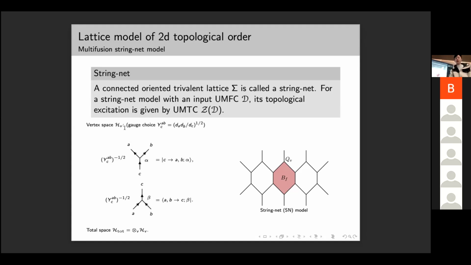So to construct the string model, we need to introduce the vertex space for this given string. We know that there are several vertices, and for each vertex, we introduce a space. This is just a fusion space. There are two types of the fusion space depending on the direction of the edge. It may be the first one or the second one, and we introduce a coefficient or a local normalization factor. This Y_CV is a factor, and we can simply choose it as d_B over d_C.